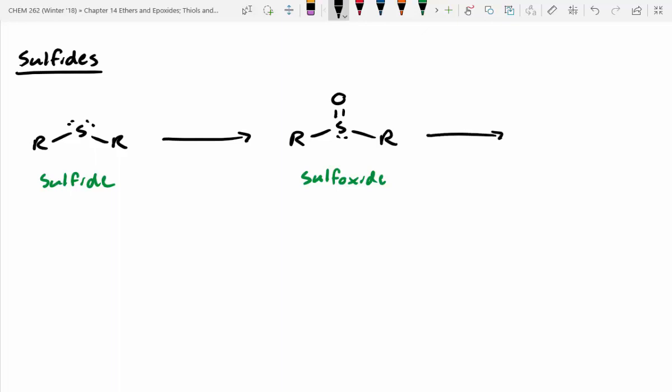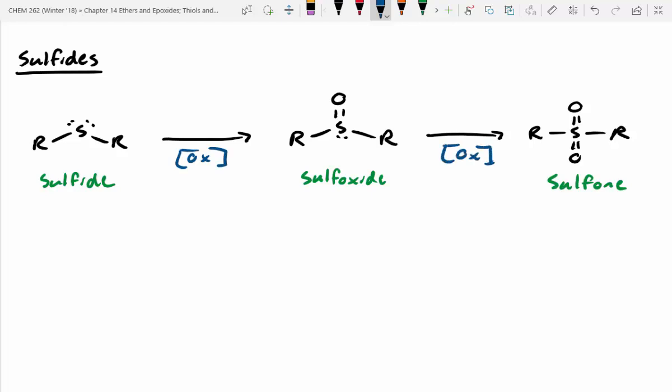And then last but not least, we can oxidize this even more, because sulfur is unique, to a sulfone. So this is an oxidation, and this is our second oxidation step. The first one, we have to use a very specific reagent, sodium periodate, NaIO4. And that will stop at the sulfoxides.